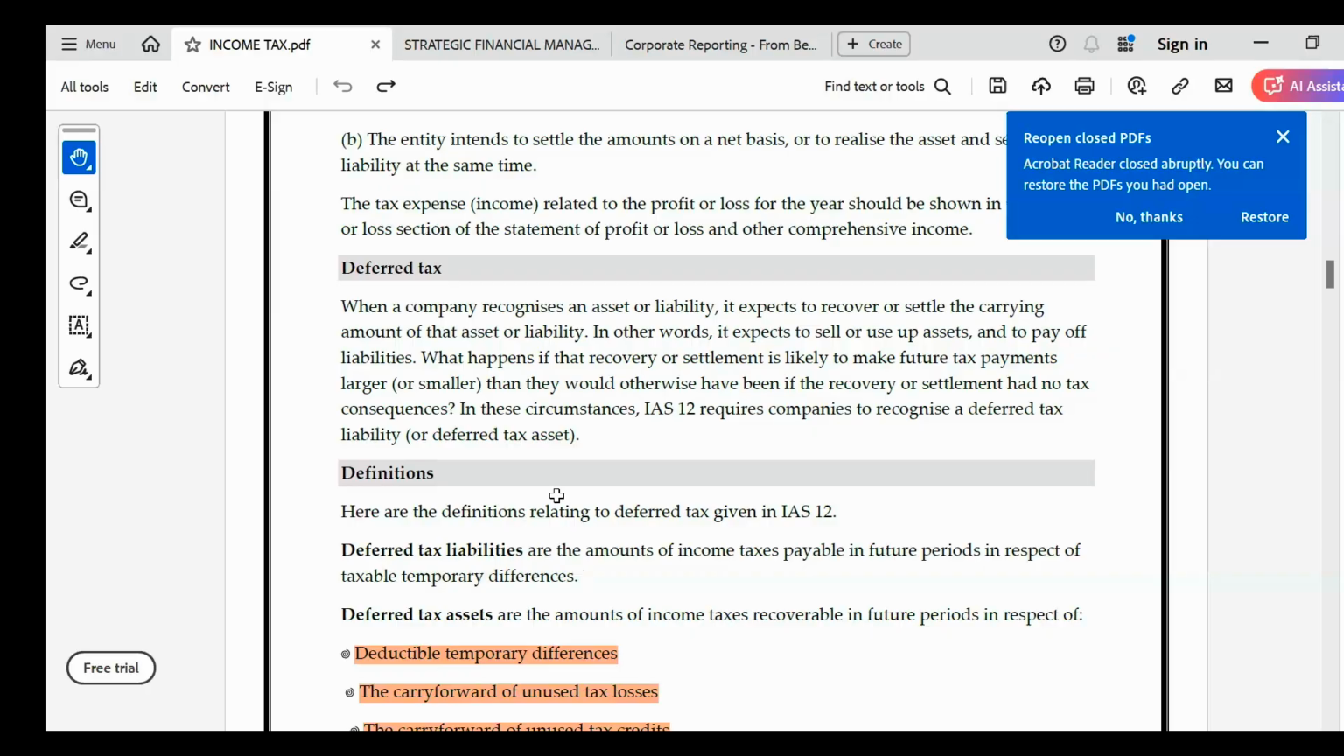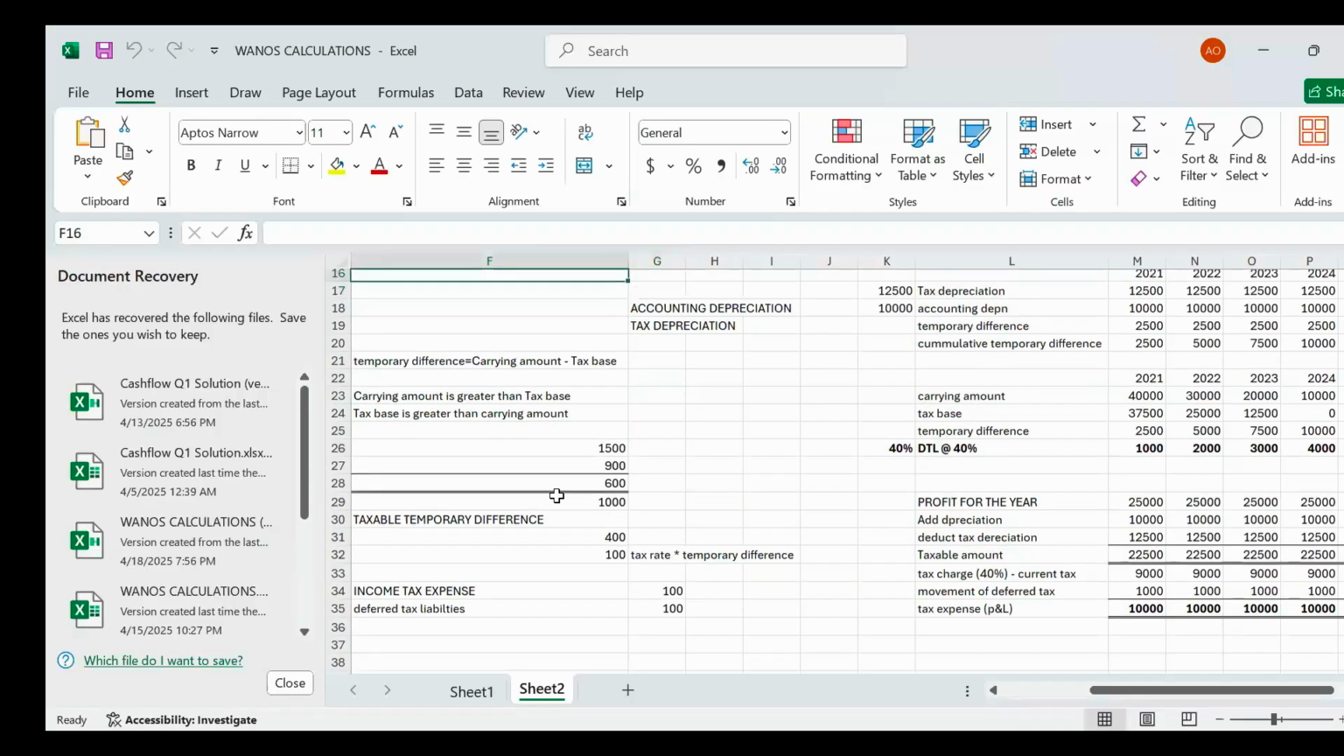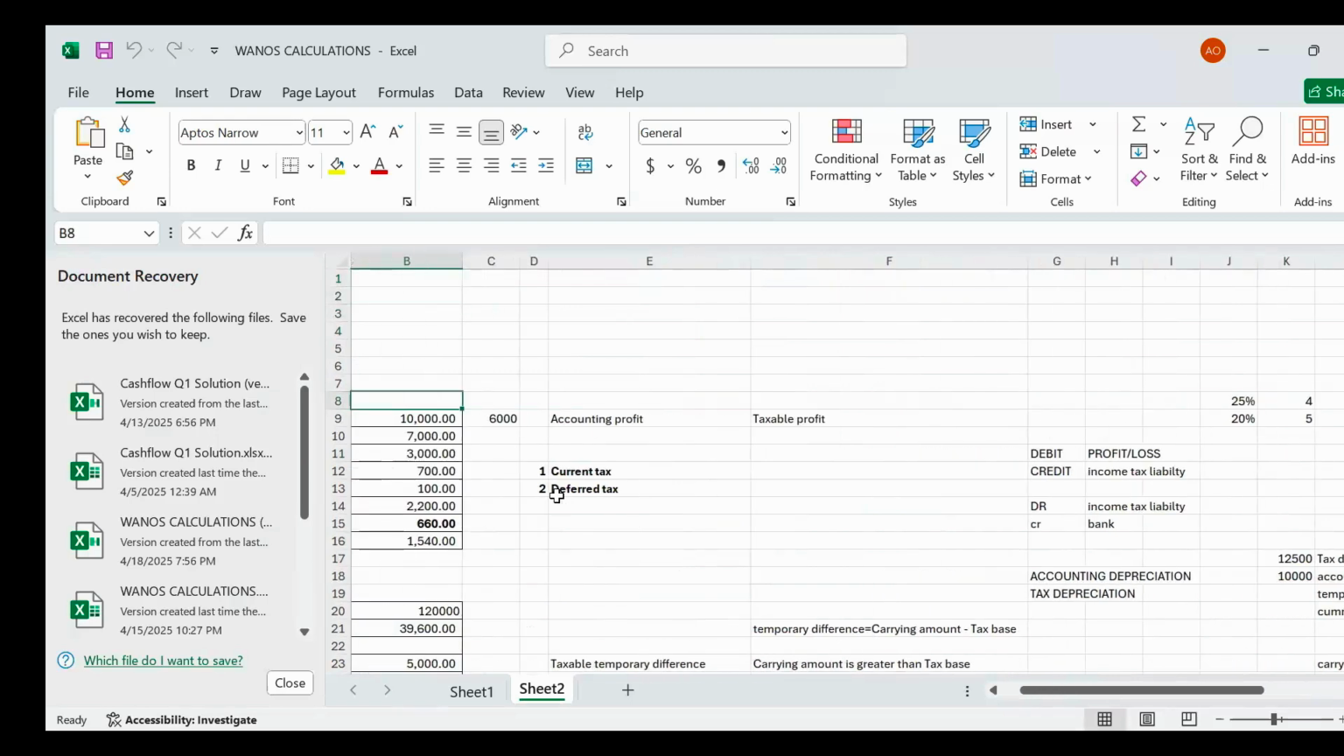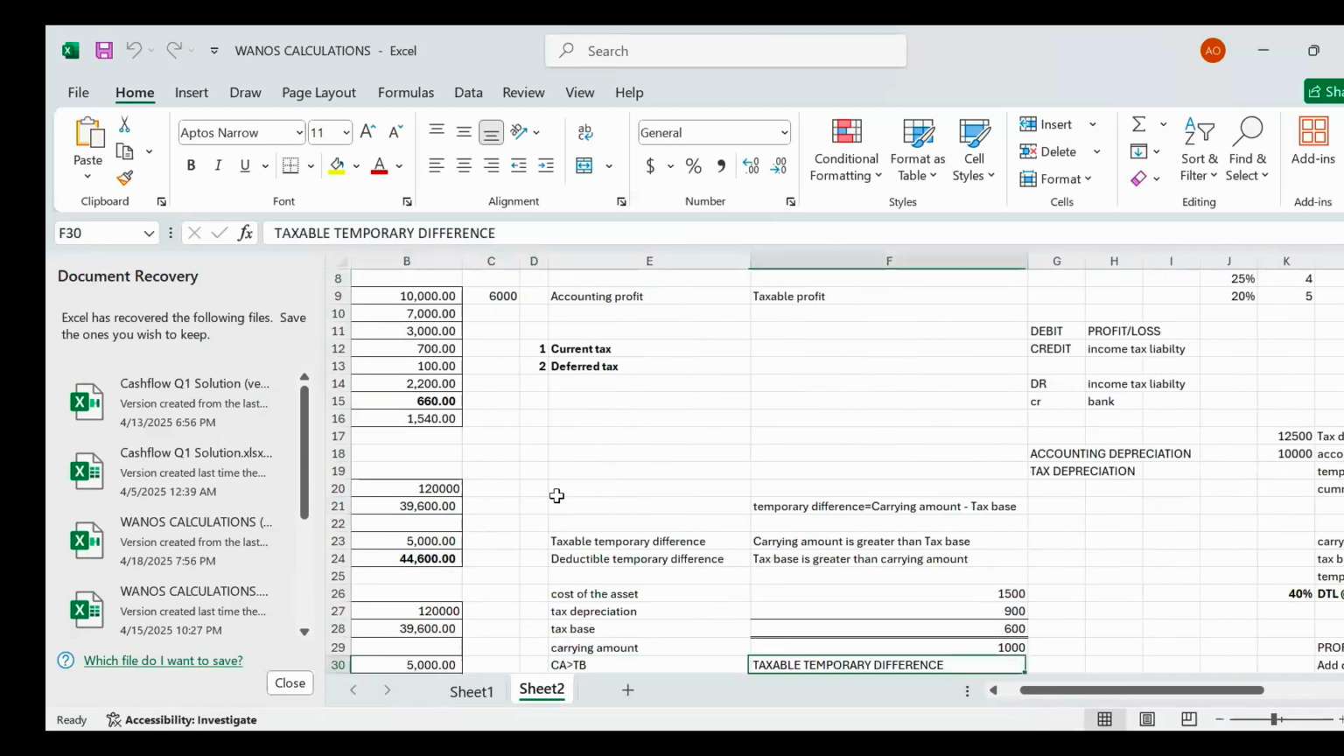So, like I was saying, whenever we have a situation where tax base and carrying amount are different, we will have what is called a temporary difference. And what is tax base? Tax base is really what the tax authority will attribute to an asset or liability for the purpose of tax. That is what the tax base is.